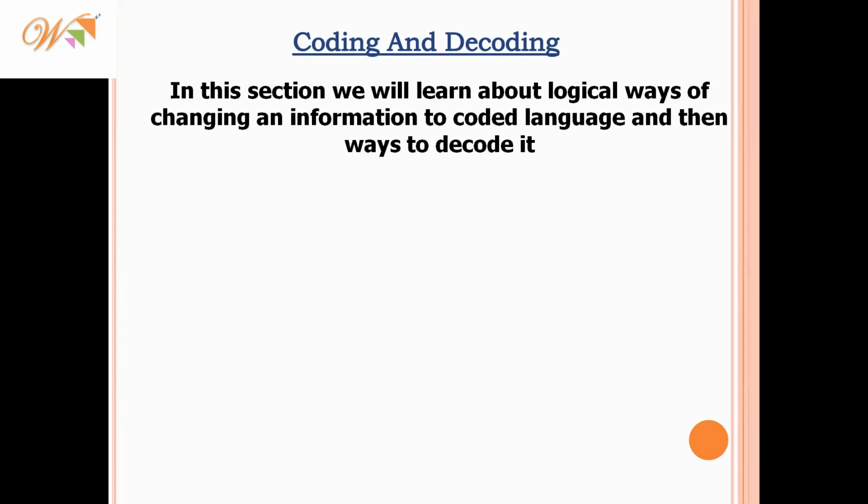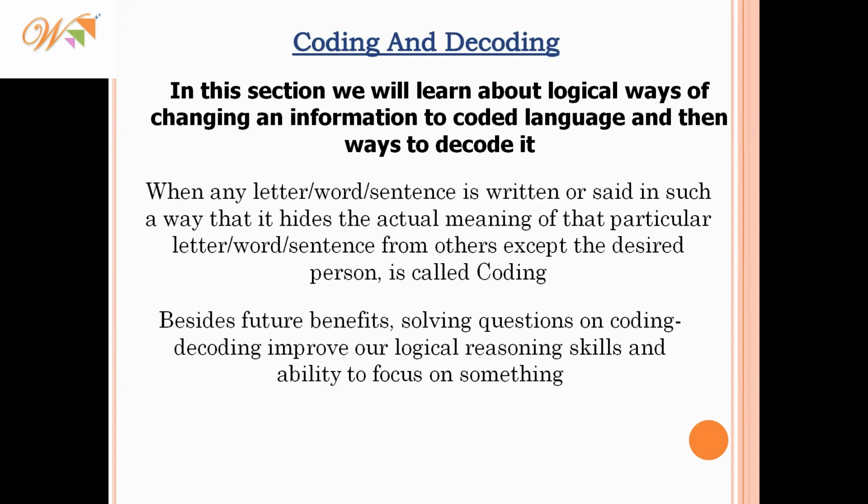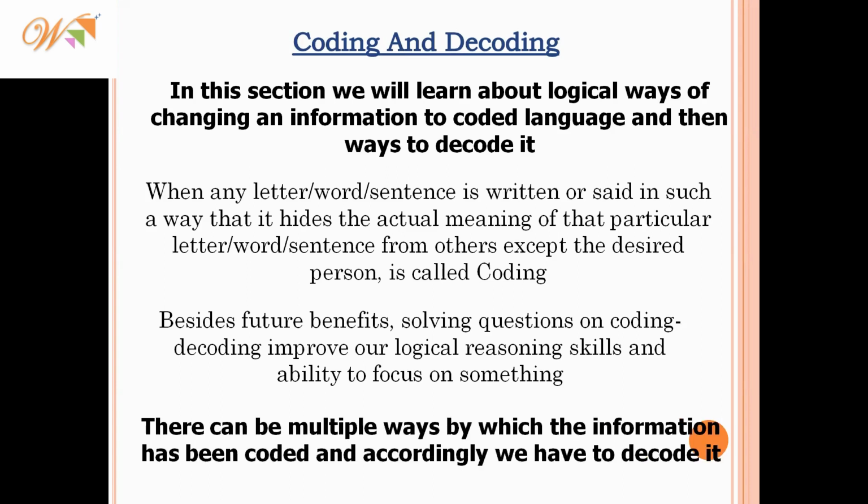So when any letter, word or sentence is written or said in such a way that it hides the actual meaning of that particular letter, word or sentence from others except the desired person, that is called coding that sentence or coding that word. Now besides future benefits, solving questions on coding and decoding also improves our logical reasoning skills and ability to focus on something. There can be multiple ways by which the information can be coded, and accordingly we have to decode it. So let's understand these ways.